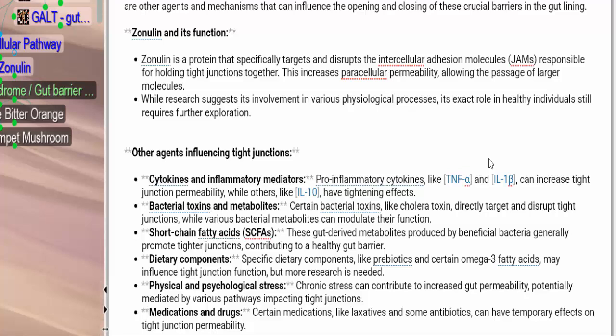There are bacterial toxins and metabolites. For example, I already mentioned lipopolysaccharides can get through. They can open it up. Short-chain fatty acids, however, are great for tightening those junctions. That's a tile that we have, and we'll be really focusing a lot on the short-chain fatty acids and how to produce those to have a healthy gut barrier. There are some dietary components that have an influence on those tight junctions, like prebiotics and certain omega-3 fatty acids. These are going to influence tight junction function.